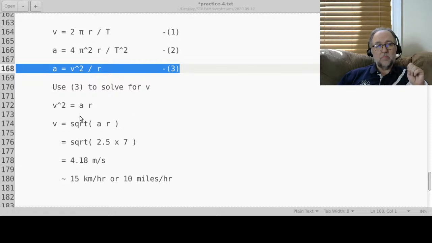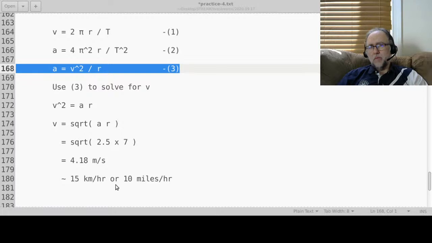Just multiply both sides by R, and then take the square root, and you find that V is equal to the square root of A times R. A is 2.5 meters per second squared, R was 7, and it turns out to be 4.18 meters per second. Approximately 15 kilometers or 10 miles per hour. Which kind of makes sense if you're going around a corner with a 20 foot or 21 foot radius, and you want to do it safely. 10 miles an hour sounds about right. If you try to turn faster than that, you're risking it a little bit. So this is on a bike, obviously.